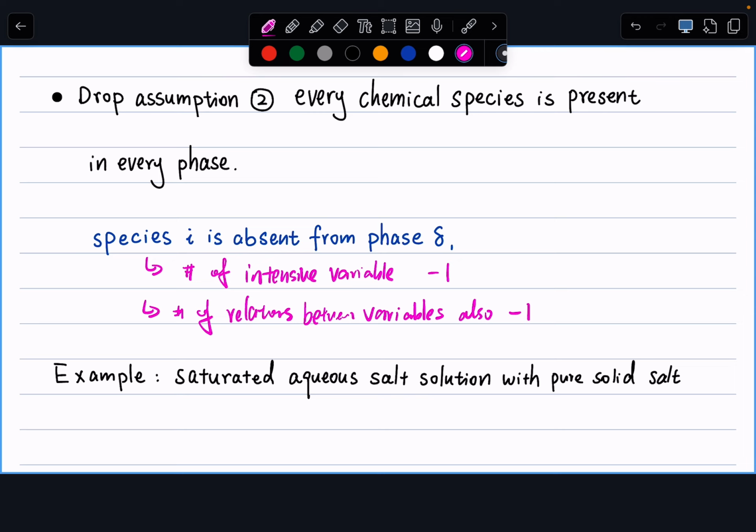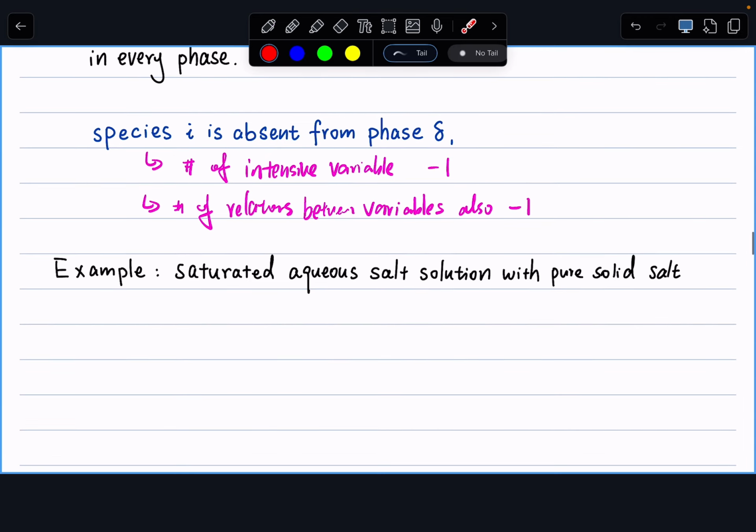Let's use an example to see what these two statements mean. The example we're picking here is a pretty straightforward one. We have a saturated aqueous salt solution with pure solid salt. So in my solid phase, what do we have? I have a cup of saturated salt solution. In my solid phase, we only have my salt, which is, let's say, NaCl.